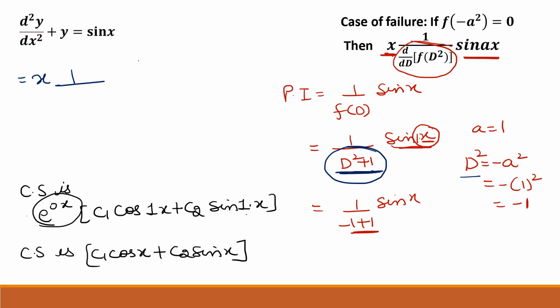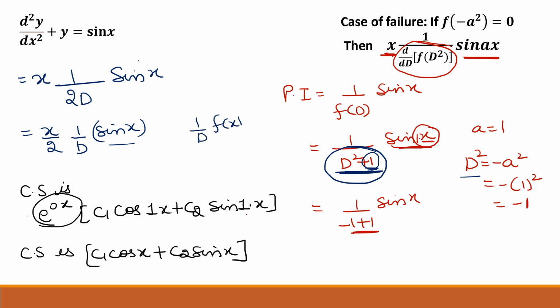So what will you get? 2d. What is the derivative of d square with respect to d? That is 2d, and the derivative of 1 will be 0 because 1 is a constant. Sine x. Okay, so we get x over 2 into 1 by d sine x. So I told you 1 by d into something actually means integration. So 1 by d f of x is actually equal to what? Integration of that function with respect to x, right?